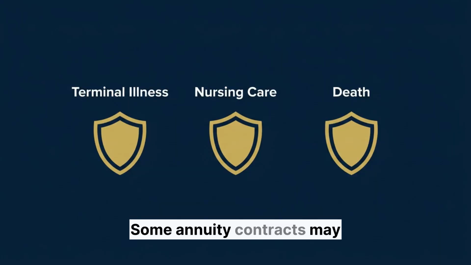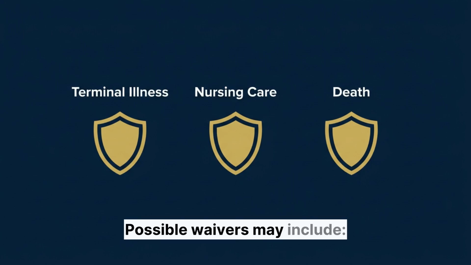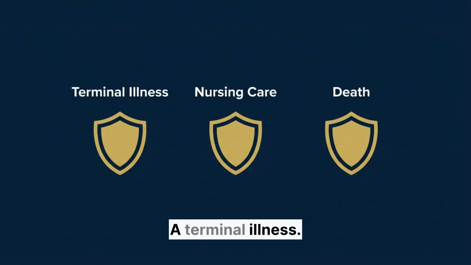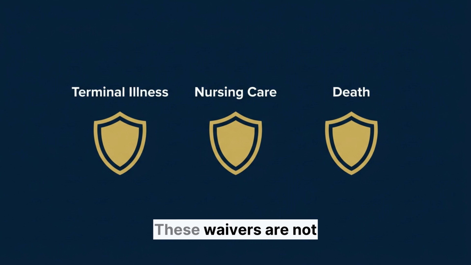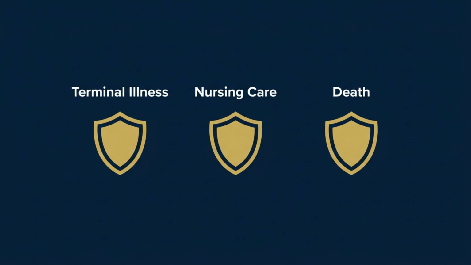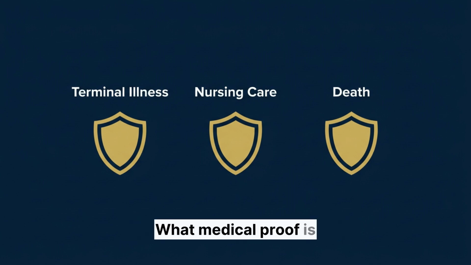Some annuity contracts may waive surrender charges under certain conditions. Possible waivers may include the owner's death, a terminal illness, confinement in a nursing home, a serious medical condition, extended hospitalization, or another qualifying hardship. These waivers are not automatic or identical across contracts. The contract will define which situations qualify, how long you must own the contract before the waiver becomes available, what medical proof is required, and how much money you may withdraw.